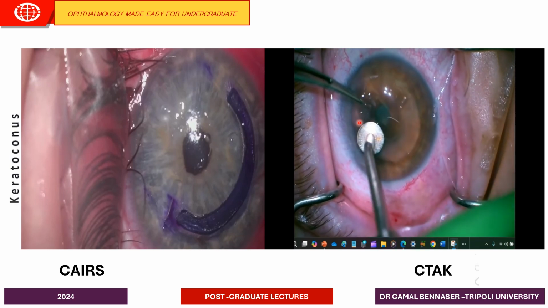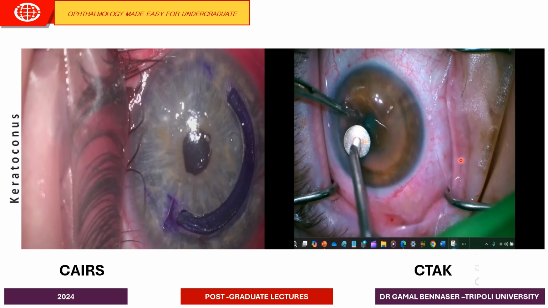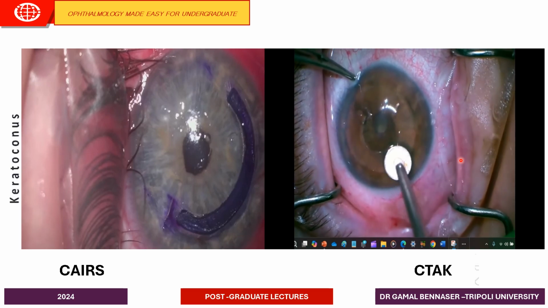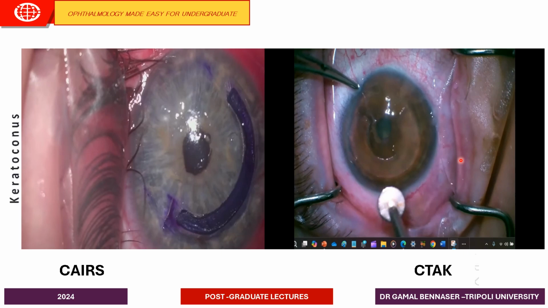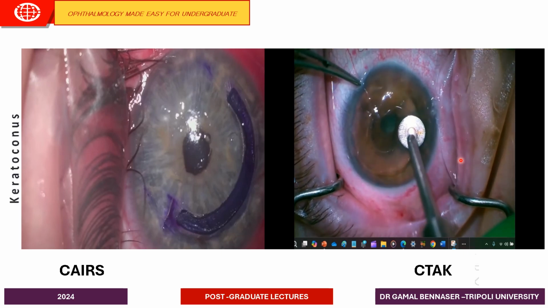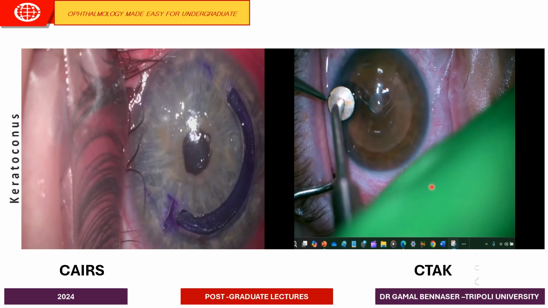And you need to use this spreader to spread the tissue within the lamellar dissection, so that there is no crowding or compression of the segment within the corneal tissue. So this is briefly how the procedure is done for the CTAK, and now you notice the difference between CTAK and the CAIRS.